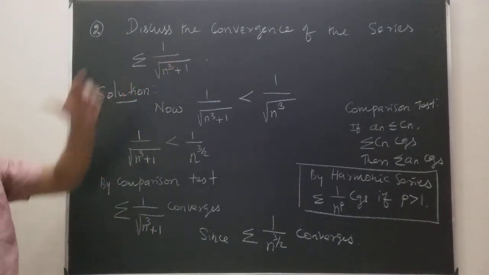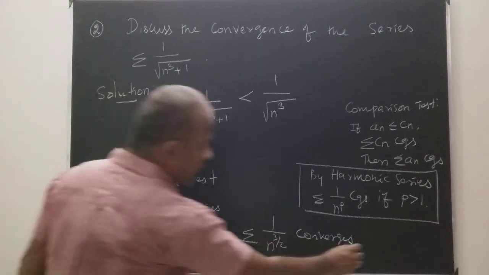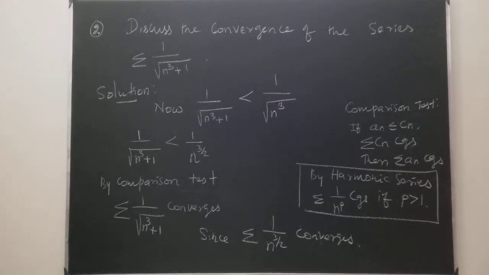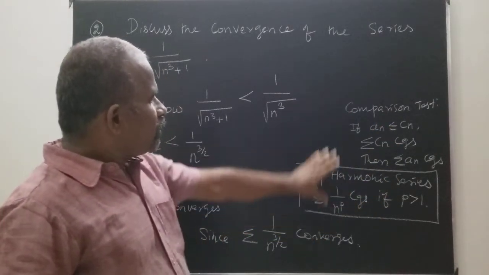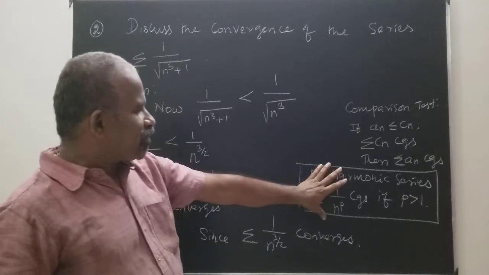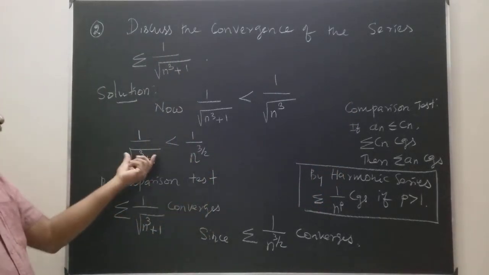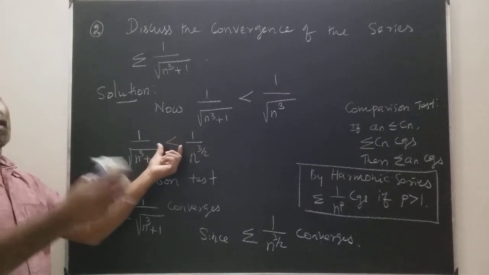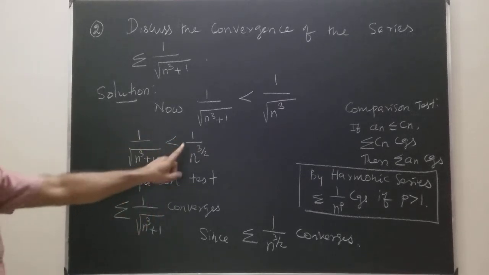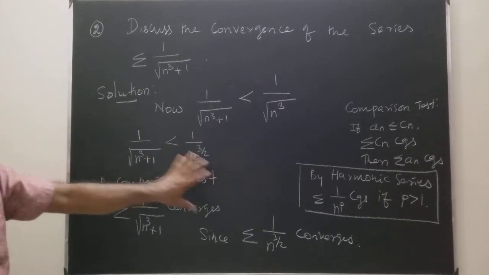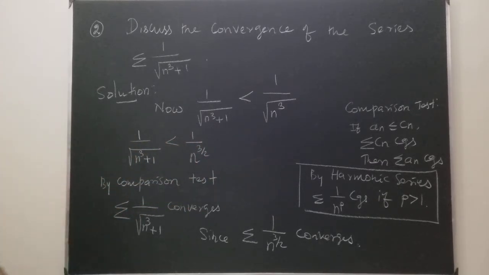Therefore, the given series converges. Clear? So two things we use here. One is the comparison test, another one is the harmonic series. You compare that an is less than or equal to both. You can take either. So therefore, by the comparison test, this sigma cn is convergent. Therefore, sigma an is also convergent.